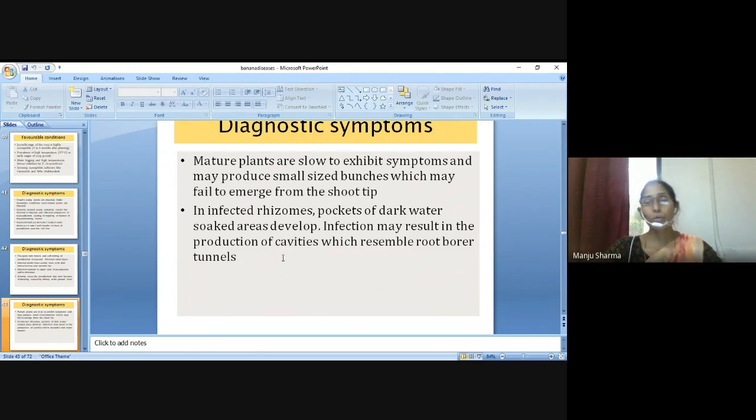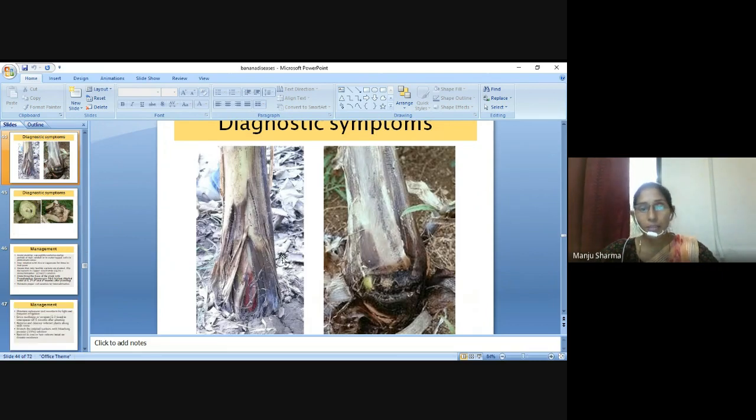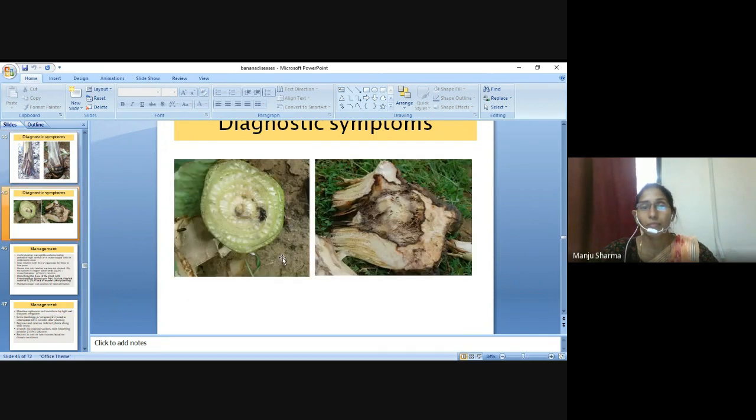Mature plants are slow to exhibit symptoms and may produce small-sized bunches which may fail to emerge from the shoot tip. In infected rhizomes, pockets of dark water-soaked areas develop. Infection may result in the production of cavities which resemble root borer tunnels. These are the diagnostic symptoms.